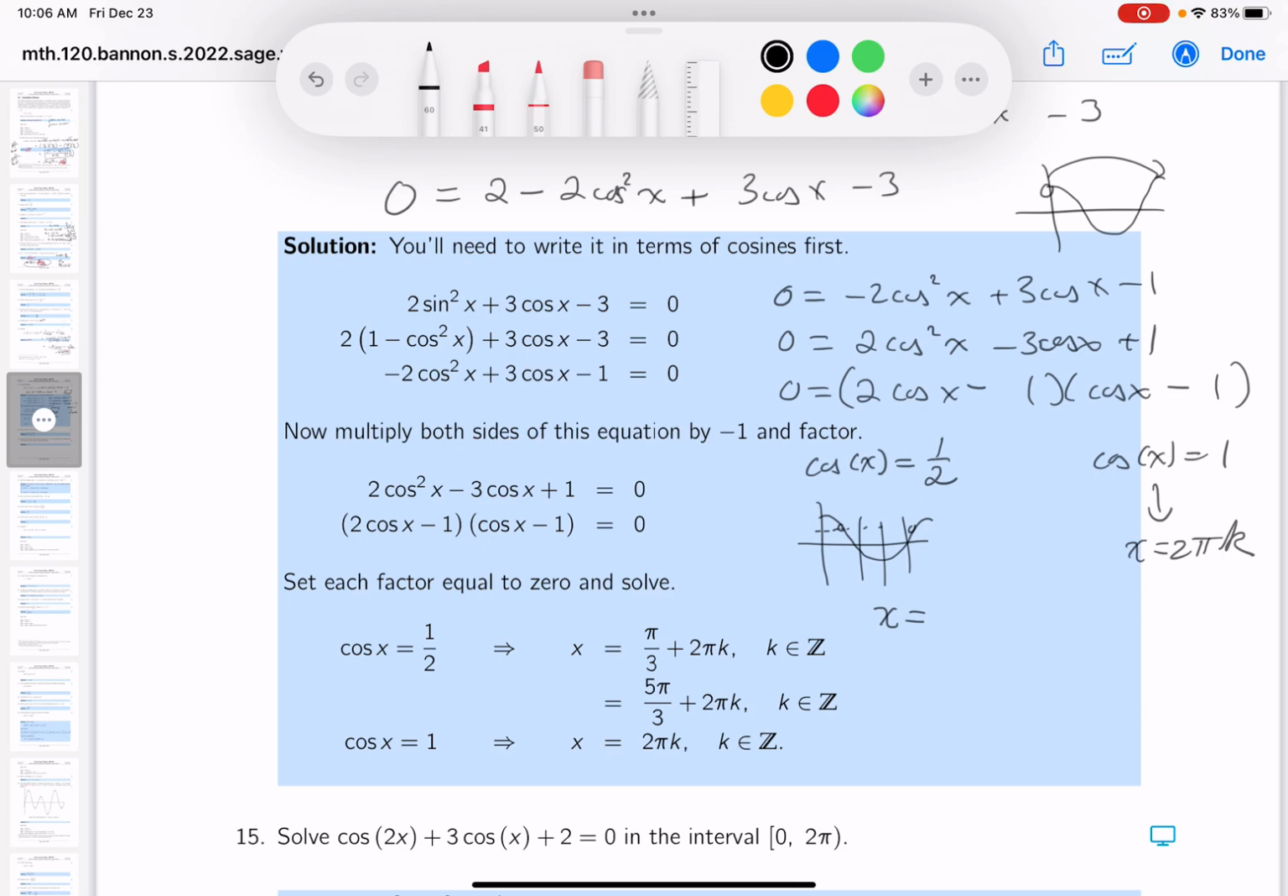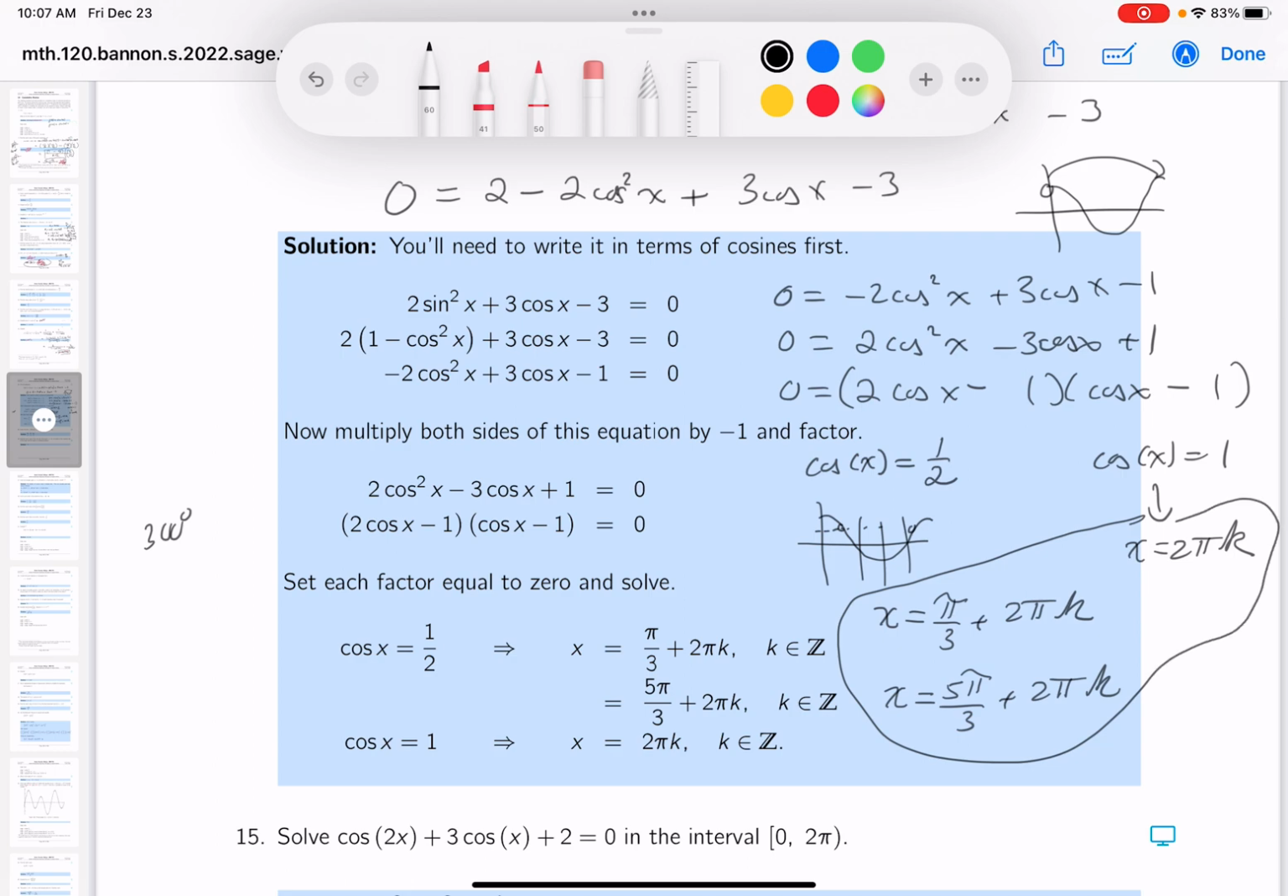And for it to be a half, that means it's going to be 60 degrees, and 60 degrees is pi over 3. And that sort of repeats itself every 2 pi k. The other one is going to be in the fourth quadrant with a reference of 60. That means it's going to be 300 degrees, which is really 5 pi over 3 plus 2 pi k. All right, I'm going to circle these as being my solution to the problem.